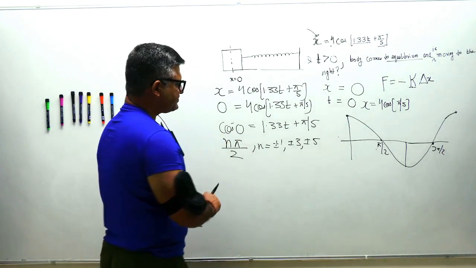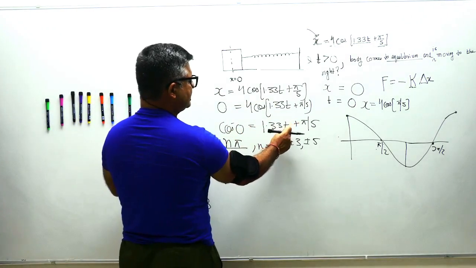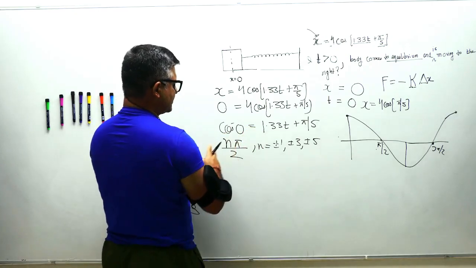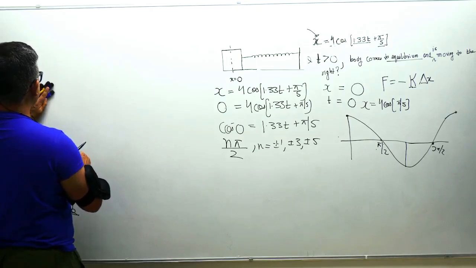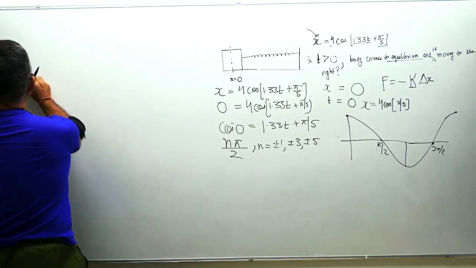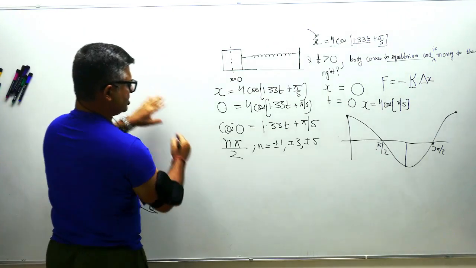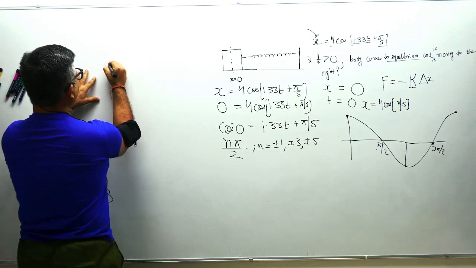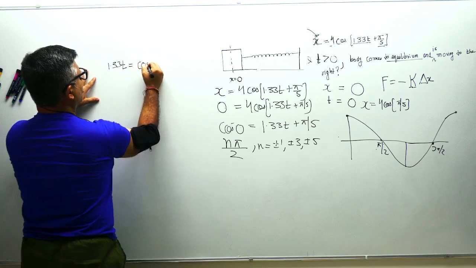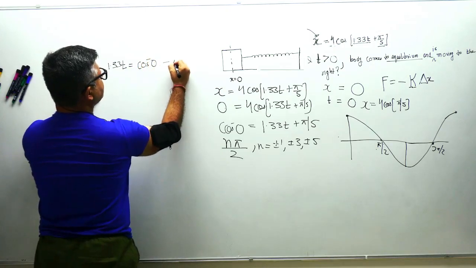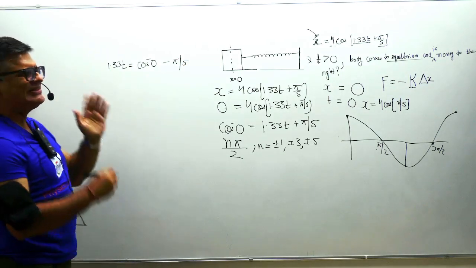Now what I do is I put t equal to something, right? So let me just resolve this equation. Let me find some space to write. Okay, so this is where I will write now. So what I do is I put 1.33t is equal to cos inverse 0 minus pi by 5. This is what I got because I want t is equal to something.